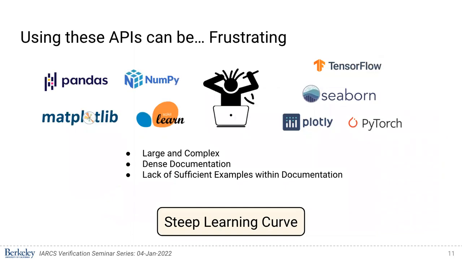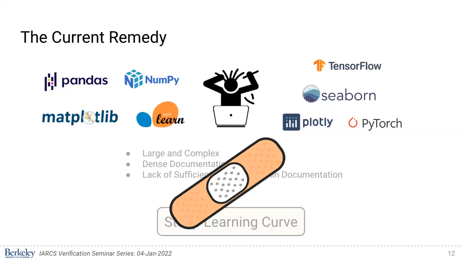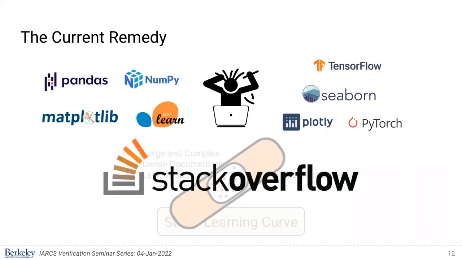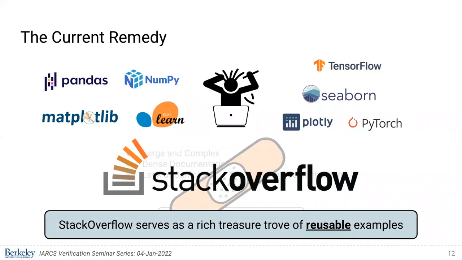So how have people been coping with this problem so far? And the remedy essentially is forums such as Stack Overflow. And I'm sure everyone here has used it at some point or the other. And the great thing about Stack Overflow is that more than a question answering forum, it serves as a rich treasure trove of reusable examples. That is, Stack Overflow has a nice collection of code snippets that we can repurpose for use in our own setting, or a data scientist can use in their own setting.